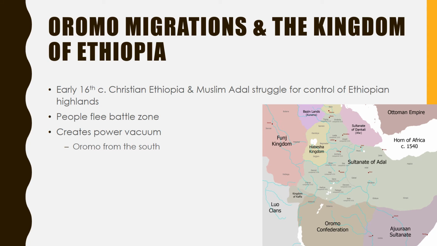Early in the 16th century, Christian Ethiopia and Muslim Adal are going to be struggling for control of the Ethiopian highlands, and we've talked about the conflict between these two groups in previous units as well. And so, as is the case anytime there is warfare, people are going to flee the battle zone because it's dangerous. And because there is a loss of any kind of organized power, there's going to be a power vacuum. And a group of people from the south, the Oromo, are going to come up into that power vacuum. You can look at the map on the right, which gives you an idea of where, in regards to Africa, we're talking about.